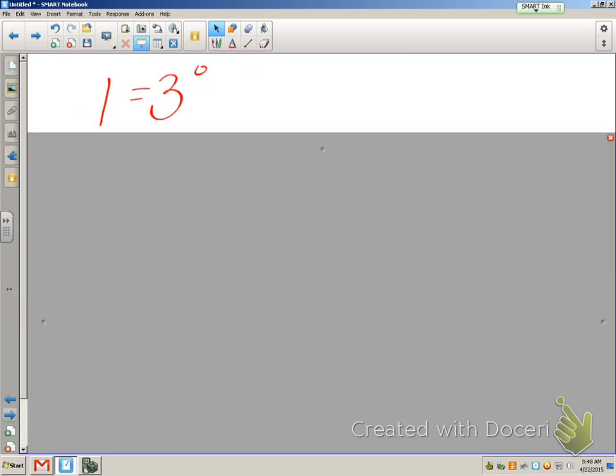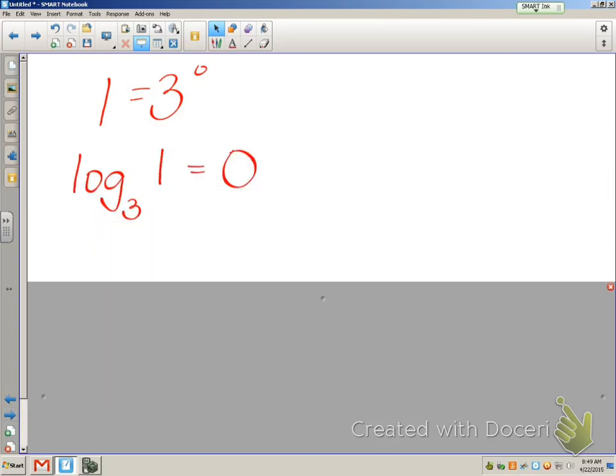Okay, try this one. 1 equals 3 raised to the 0 power. Rewrite this exponential equation in logarithmic form. Once again, you might want to pause. Log base 3 of 1 equals 0.